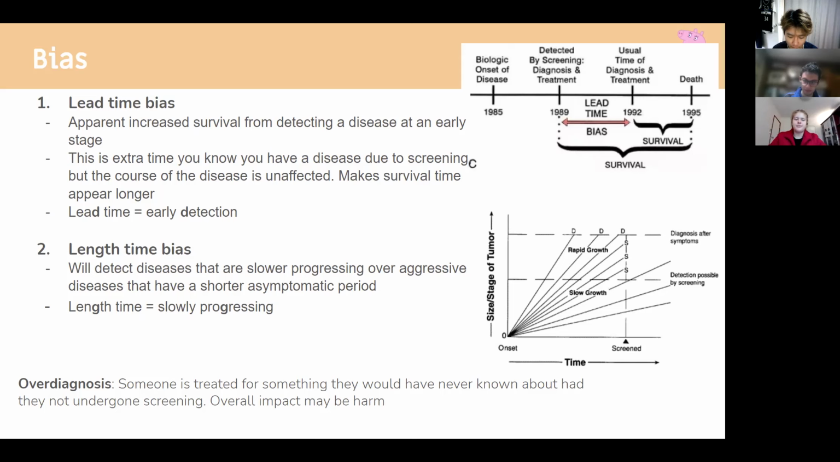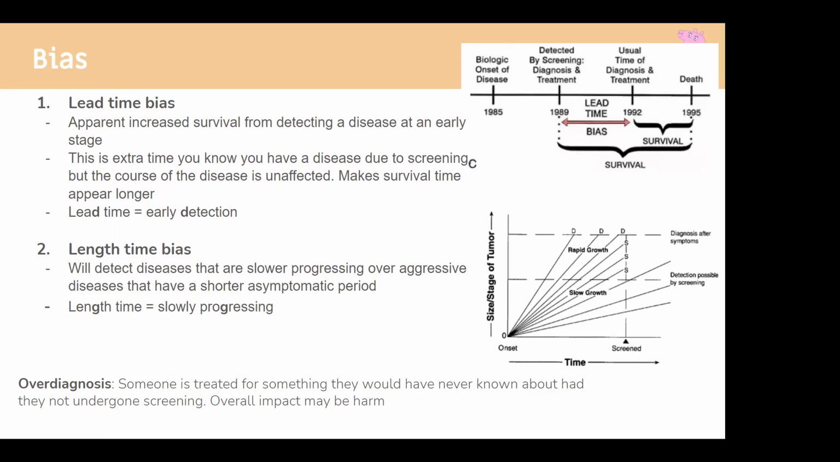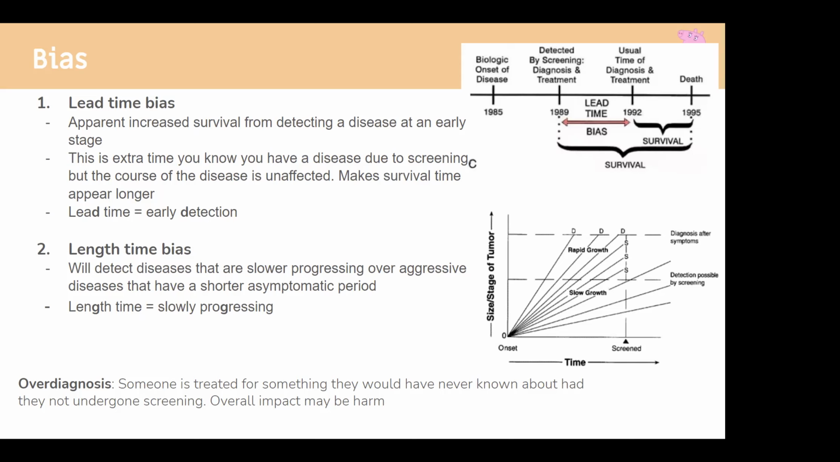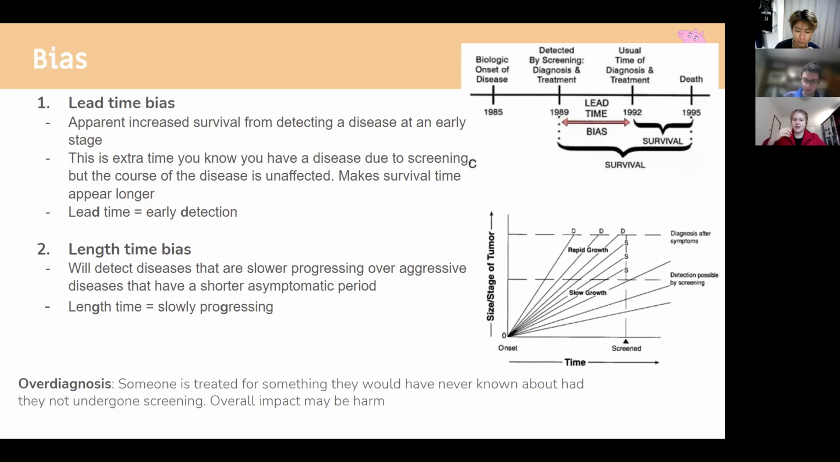Length time bias is actually kind of a sad one. It's this idea that we detect diseases that are slower progressing, which have a longer asymptomatic period, over aggressive diseases that have a shorter asymptomatic period. So we might detect a benign-ish cancer that's really slow progressing versus a really aggressive cancer, because if it's slower progressing, we have more time to catch it, if that makes sense. If we do the test every 2 years, we have more of a chance to get them. Versus if it's a quick cancer, maybe over 2 years, it's already done.